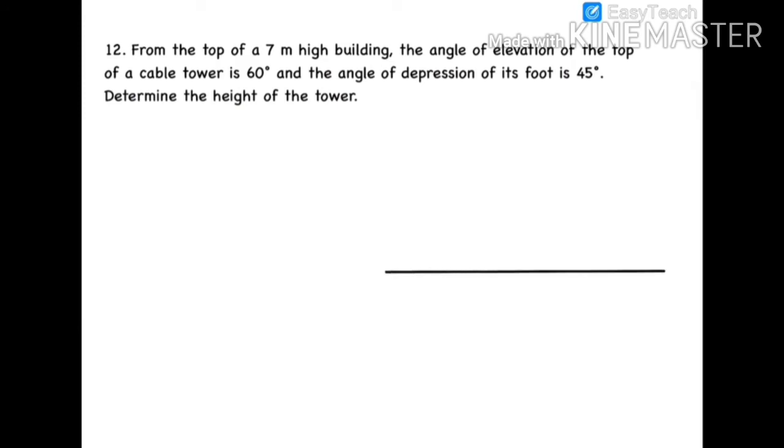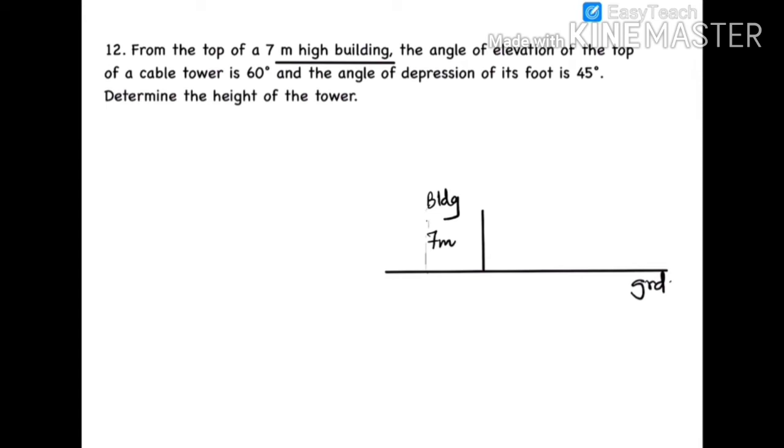Let's represent the ground using a horizontal line. We have a 7-meter high building. So let's say this line represents a 7-meter high building. From the top of a 7-meter high building, that means the observer is standing at the top of this building, the angle of elevation of the top of the cable tower is 60 degrees.